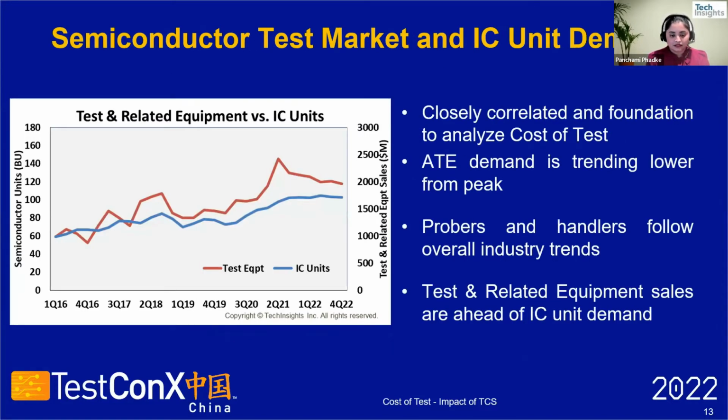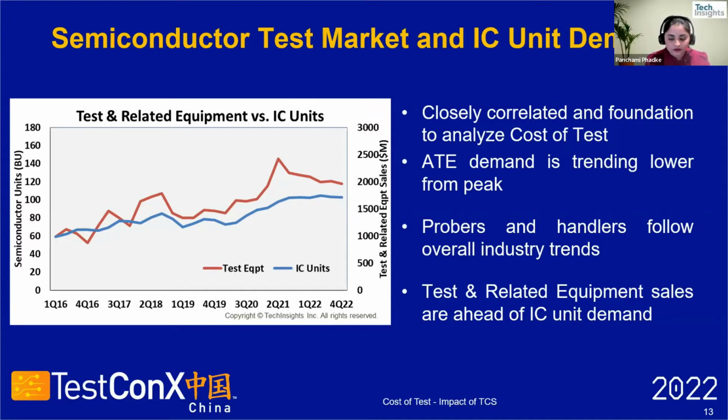Let me talk about the connection between the test market and the IC units, which will lay a foundation for my presentation. The blue curve in the chart represents the number of semiconductor units sold in billion units from the first quarter of 2016 to the fourth quarter of 2022. The red curve shows the test and related equipment sales from 2016 to 2022.